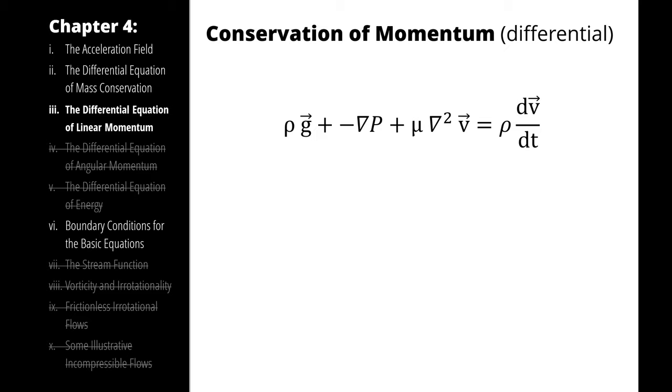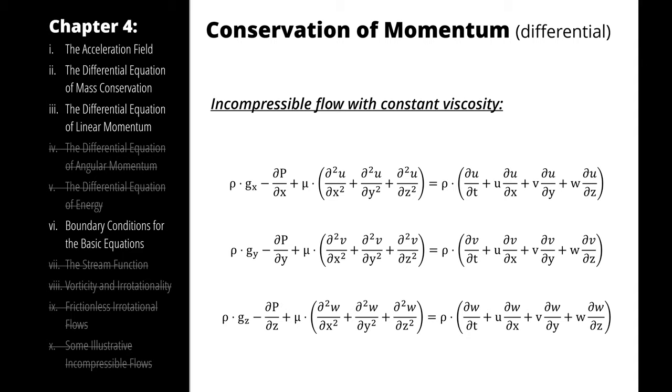When expanded for the three directions in Cartesian coordinates, we are left with these three equations. These equations are tremendously useful and are named after the researchers that created the equations for us to use for the first time. Their names were Navier and Stokes, and as a result, these equations are called the Navier-Stokes equations.